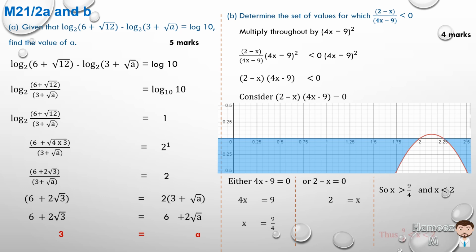So we can rewrite this in one line. Thus, 9 on 4, or 2.25, is less than x, and x is less than 2. So this shows the set of values where f of x is negative.